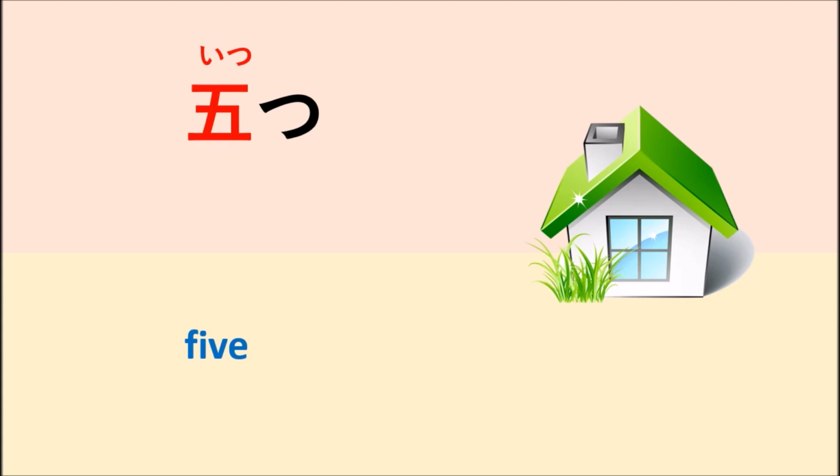五つ means 5. This means we will use 五つ to count something. For example, the room. If I want to say this house has 5 rooms, you can say like この家は5つの部屋があります。Which means this house has 5 rooms.